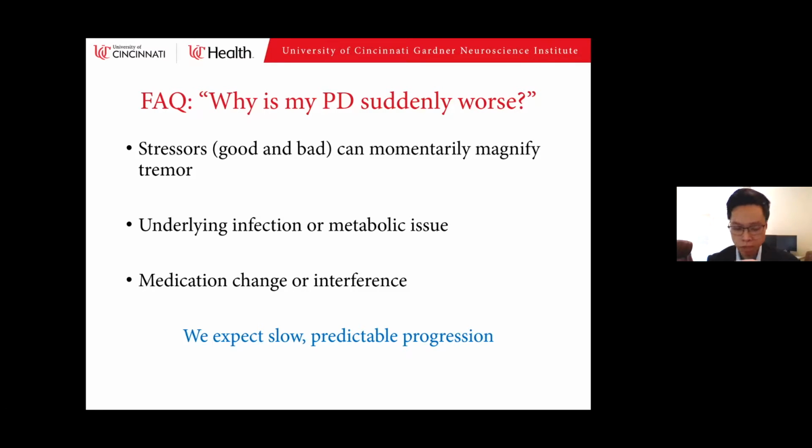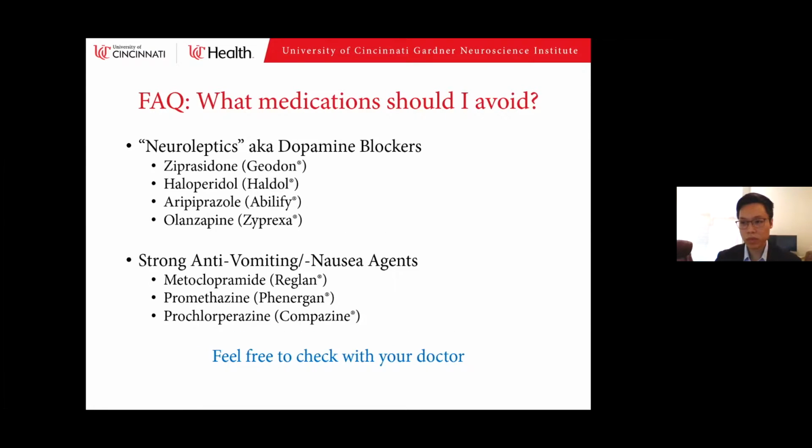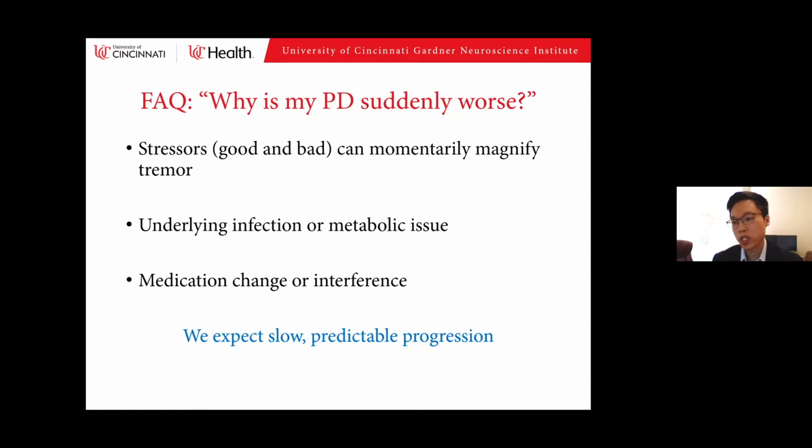If your Parkinson's symptoms are suddenly worse, I also think about if there's an underlying infection or metabolic issue, whether or not you're sick, you have a urinary tract infection, or some other markers of a metabolic issue that's underlying, and those would need to be ruled out. And then I also ask or consider whether or not there's been a dramatic medication change. If you've missed your medication, or there's another medication that was recently added that have had side effects and therefore magnifying your Parkinson's symptoms. So we expect slow, somewhat predictable progression with your disease.